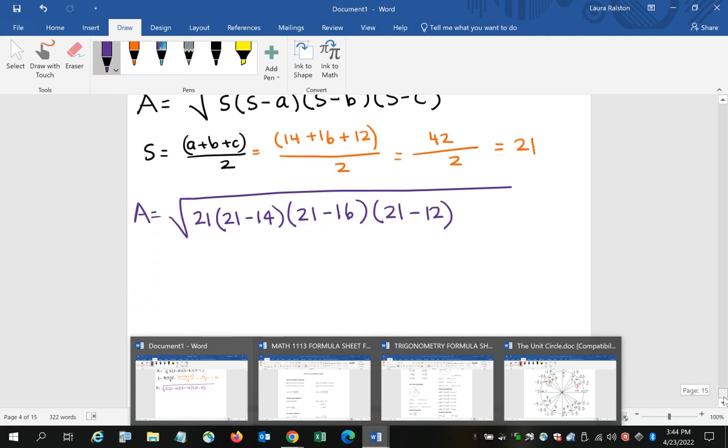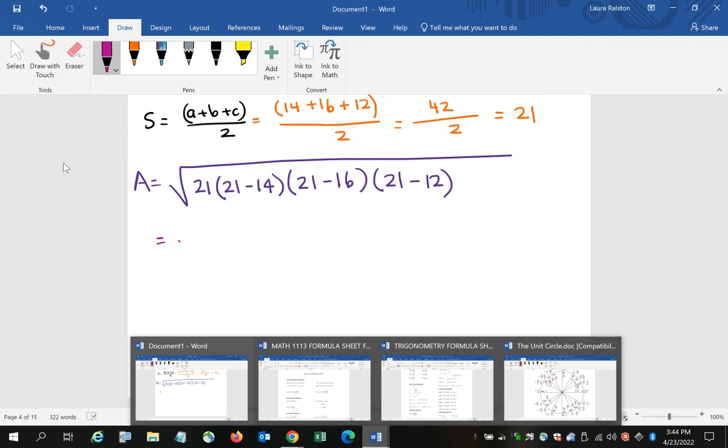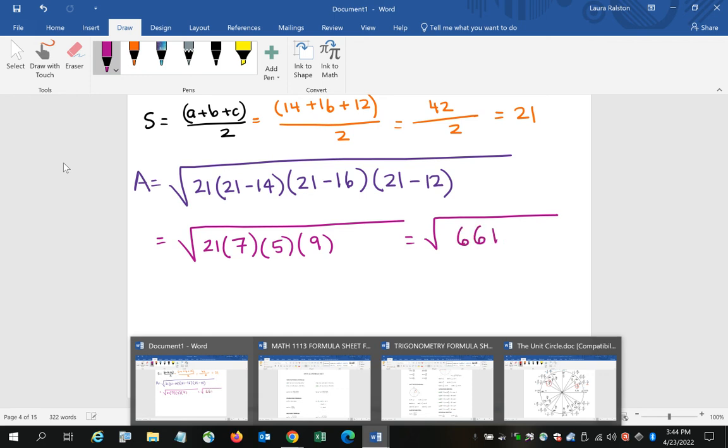Now you can do this any way you want to. I tend to simplify it first, so I'm going to go ahead and do those subtractions. You can either do them in your head or use your calculator. So I would have 21 minus 14 is 7. 21 minus 16 is 5. And 21 minus 12 is 9. Then I'm going to do the multiplication. So I have 21 times 7 times 5 times 9 equals 6,615.